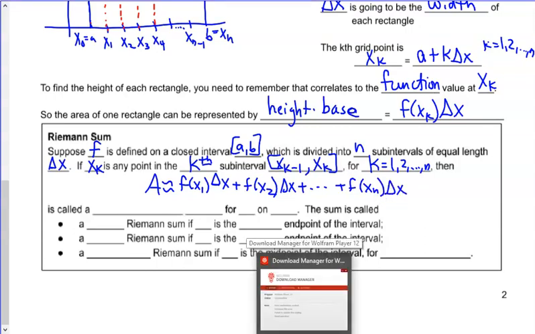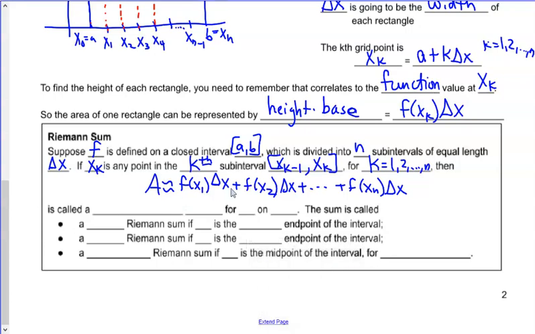And so basically, this is representing the area of one rectangle, this is another area of a rectangle, this is another area of a rectangle, and I'm going to add them all up. And that's what we refer to as a Riemann sum for the function f on the interval AB.